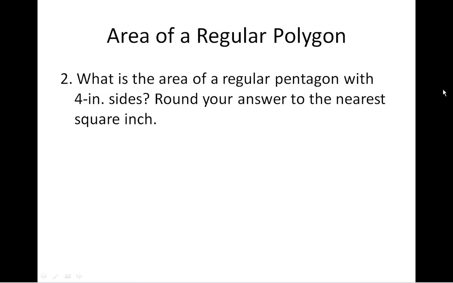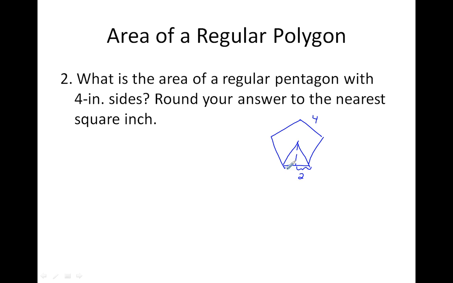In this example, we're looking for the area of a regular pentagon with 4-inch sides. So if I draw a pentagon, it doesn't have to be a perfect pentagon, we're just going to pretend like it is, and I draw in my triangle of interest. I know that each side is 4 inches, so this part right here is 2 inches.